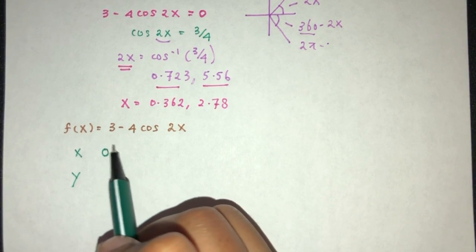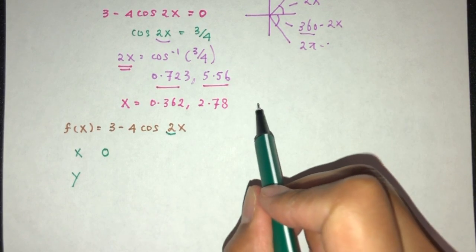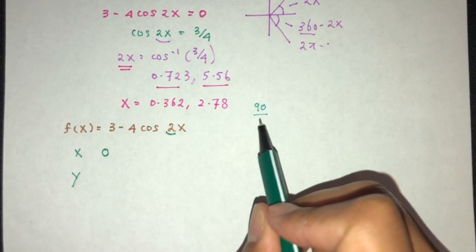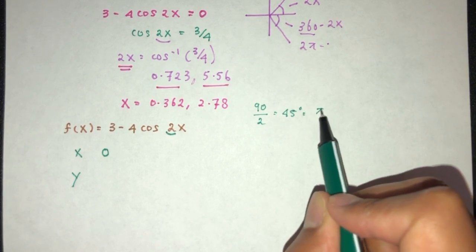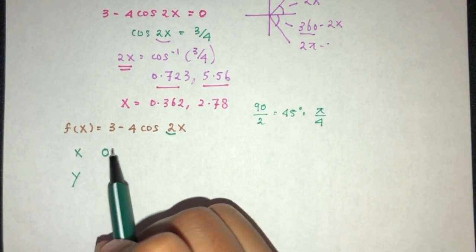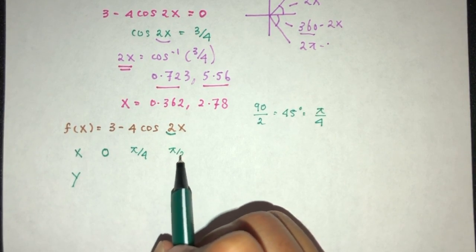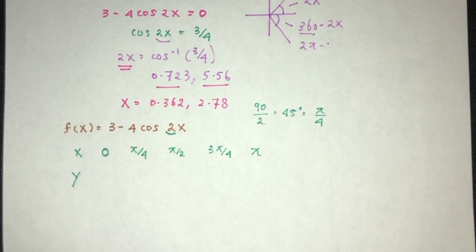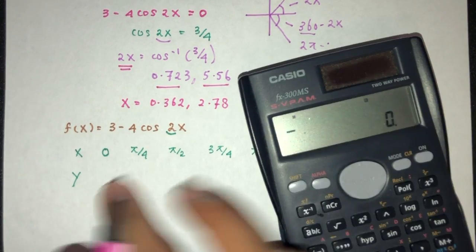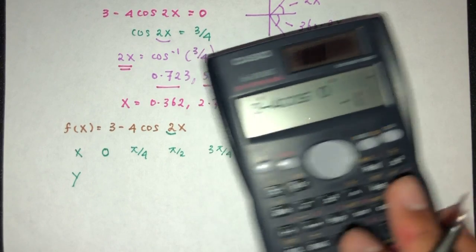And the intervals I will choose are pretty easy. Because here we have the value of 2, I will take 90 divided by 2, that is 45 degrees, which is also pi by 4. So the interval will be pi by 4, and then that will be pi by 2, 3 pi by 4, and finally just pi. Now we just have to find the corresponding values. When x is 0, that will be 3 minus 4 times cos of 0, which is minus 1.